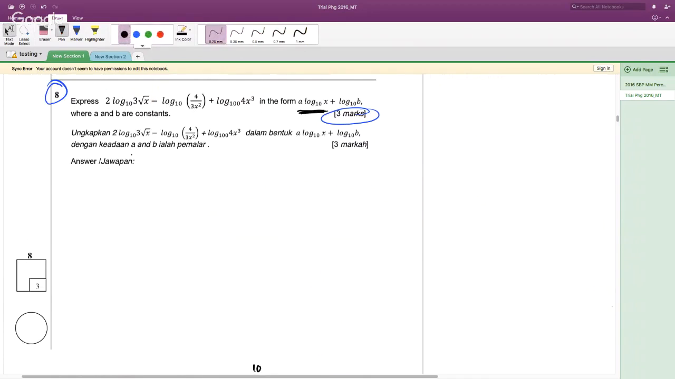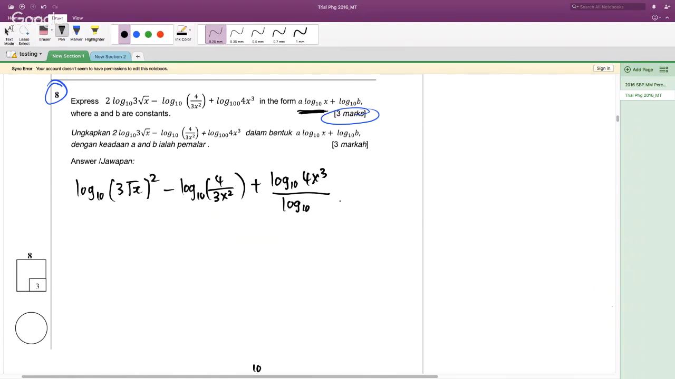Okay, if I do this one myself, what I will do is, this is log 10, and then the 2 I move to the top, it just becomes the whole thing power of 2. And then minus, this is log 10, I will just leave it like this because it looks very nice. And then I will plus, this one just now I changed the base already, this one basically equals log 10 4x squared, 4x cubed over log 10 100. Log 10 100, just now I showed you, this is 2.